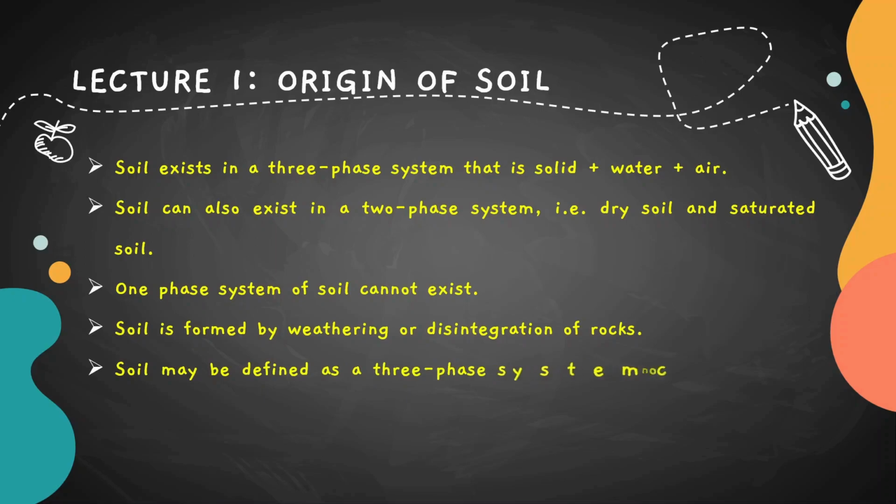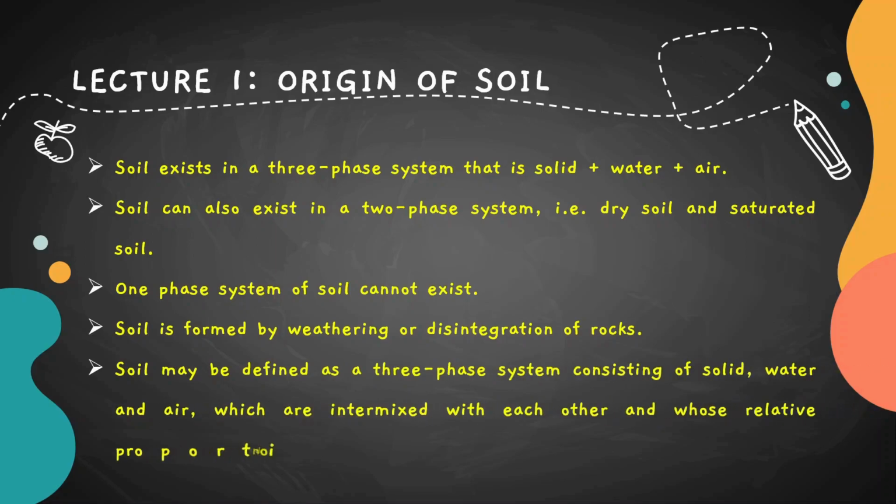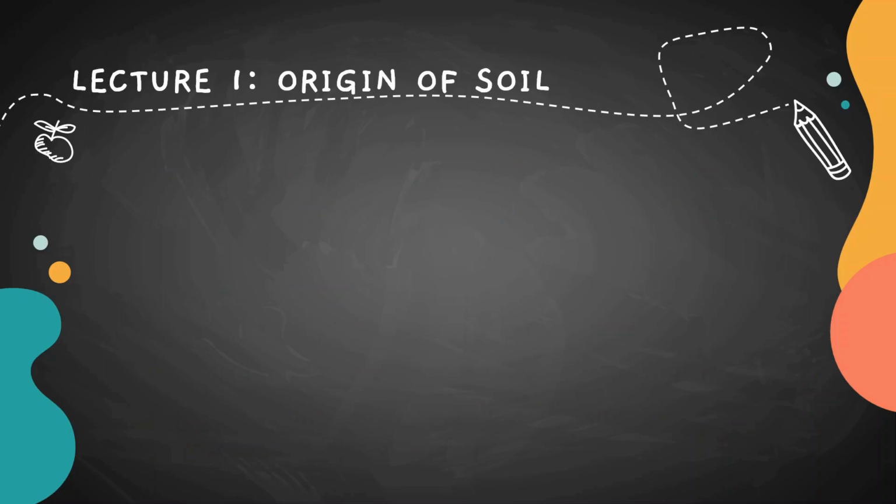Then we can have the overall definition of soil. Soil may be defined as a three-phase system consisting of solid, water and air, which are intermixed with each other and whose relative proportion decides the properties of soil. So the proportion in which solid, water and air exist will decide the type of soil, and will decide the type of soil's suitability for vegetation in that location.